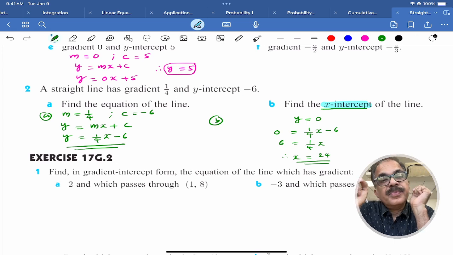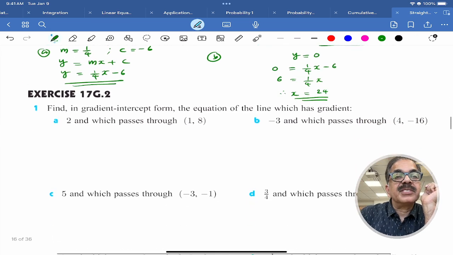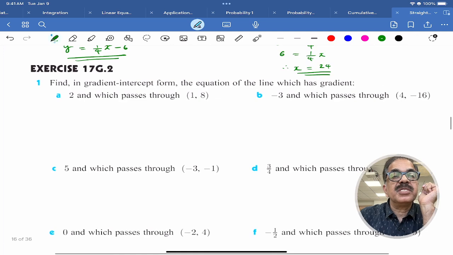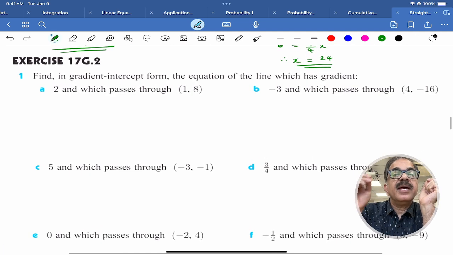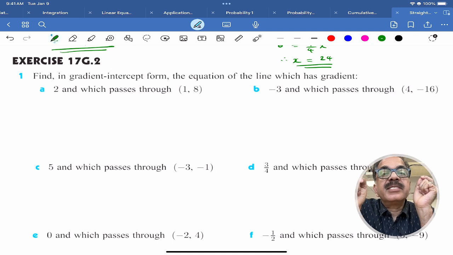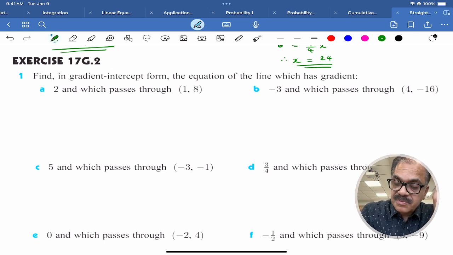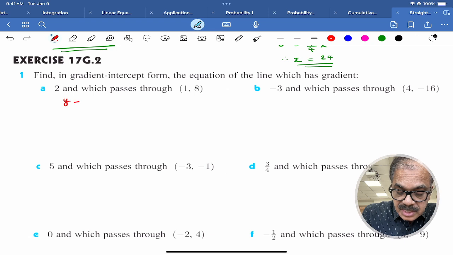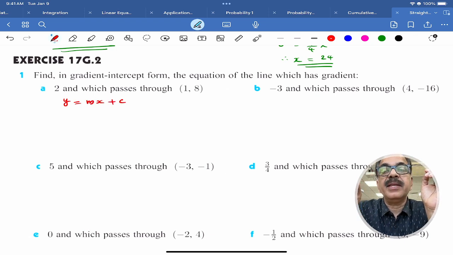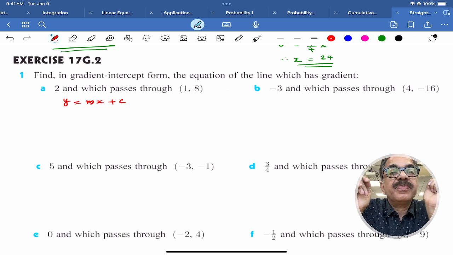Okay. The next set of questions says, find in the gradient intercept form the equation of the line which has a gradient 2 and passes through (1, 8). So you want to find out the equation of a line in the gradient intercept form. Of course, we know it. The gradient intercept form is y is equal to mx plus c. That is the equation of a line in the gradient intercept form.